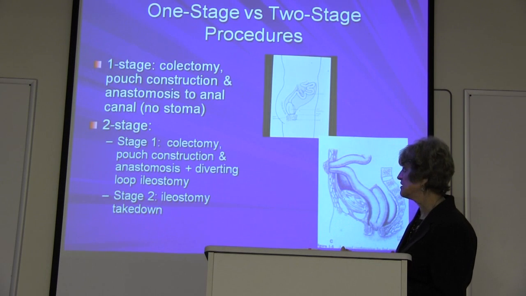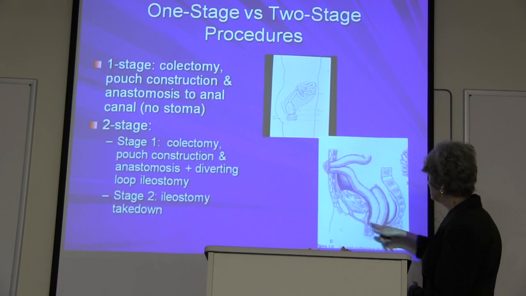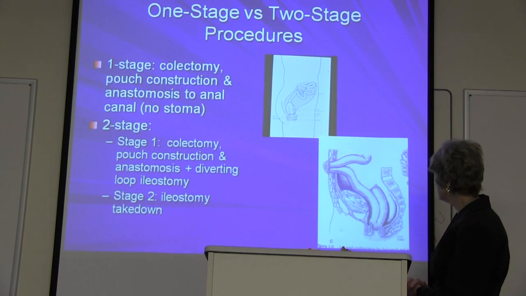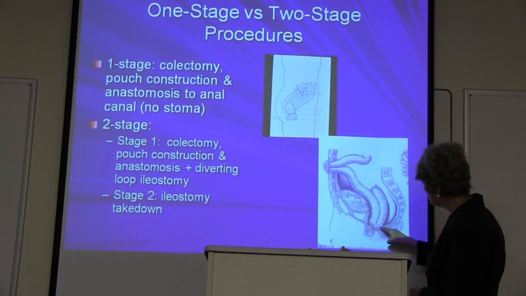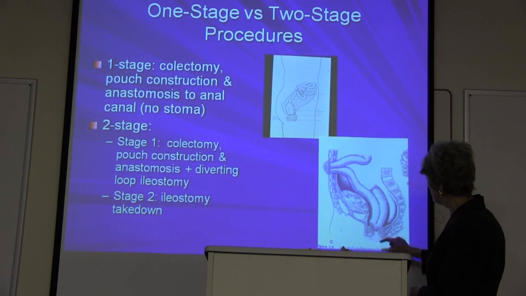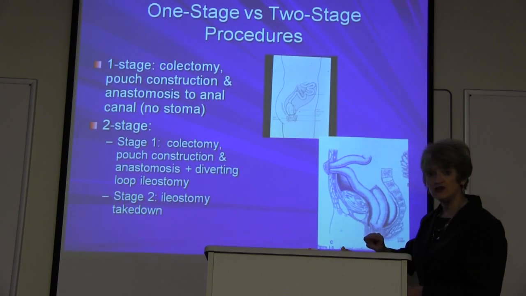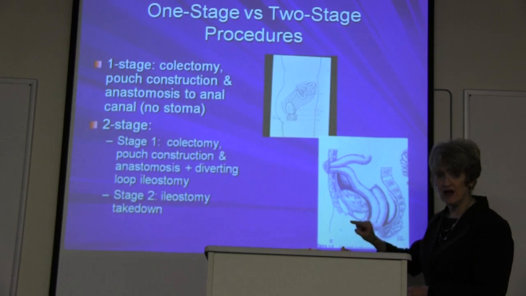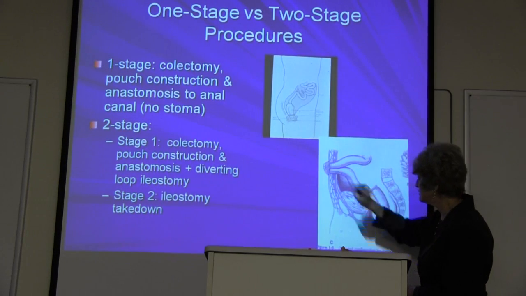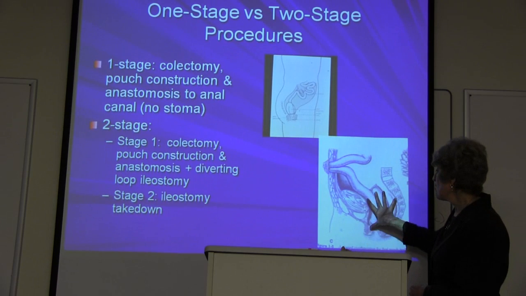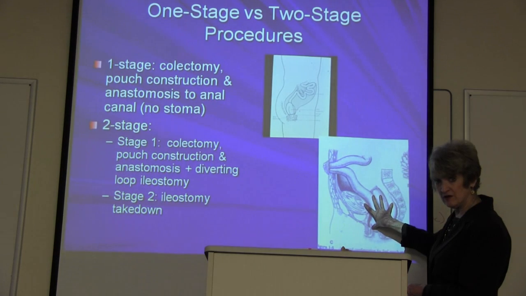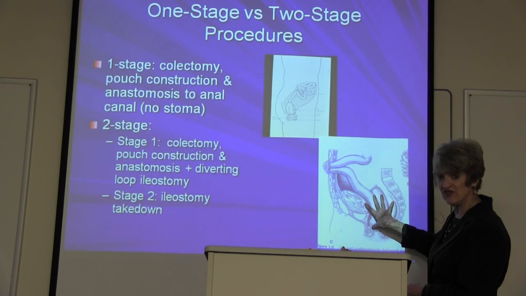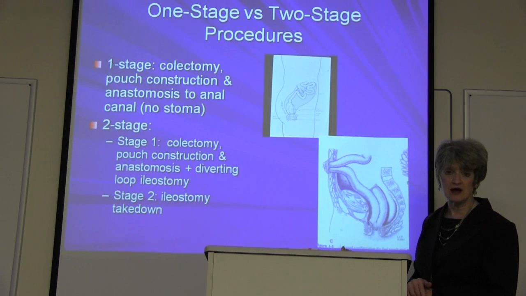Two-stage procedure, by far the most common. This represents what's done in stage one. The colon's removed, the rectum's removed all the way down to that cuff. The reservoir is created. The reservoir is connected to the rectal cuff, but they do a temporary diverting ileostomy. So above the level of the reservoir, they create an ileostomy which protects the reservoir, allows the reservoir to heal, allows the patient to regain sphincter tone post-operatively. And then stage two is ileostomy takedown.